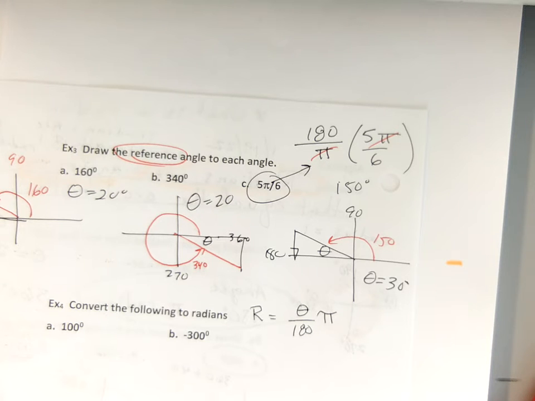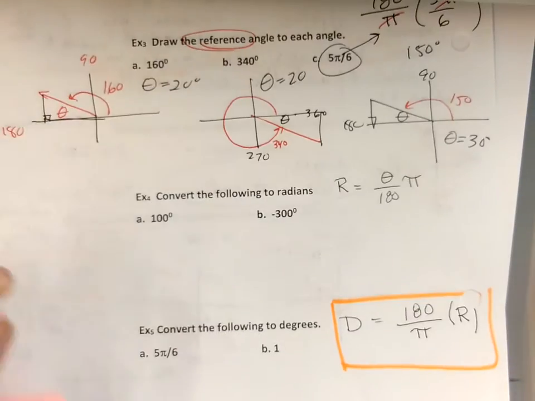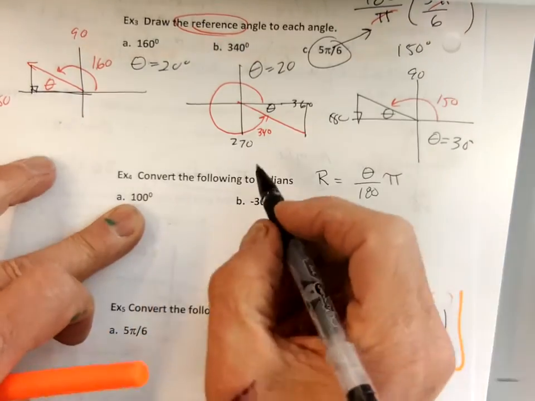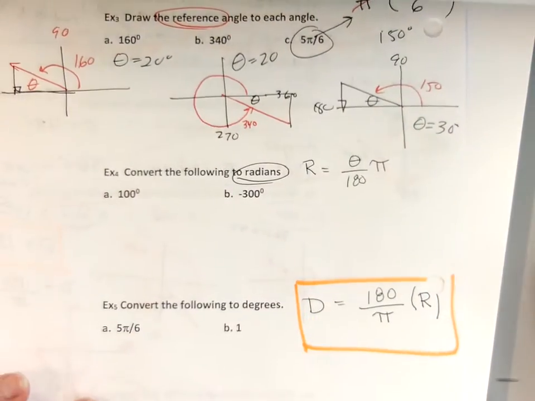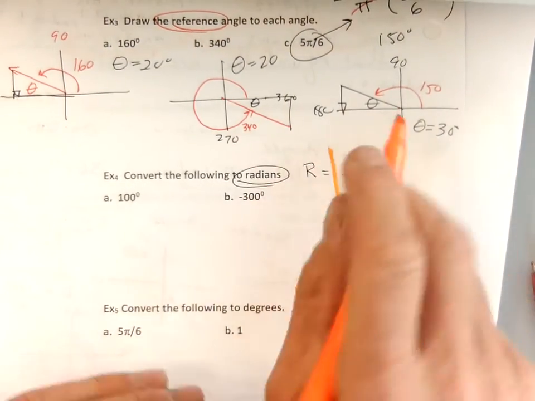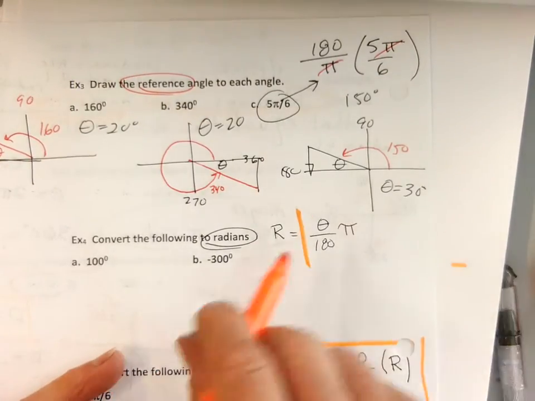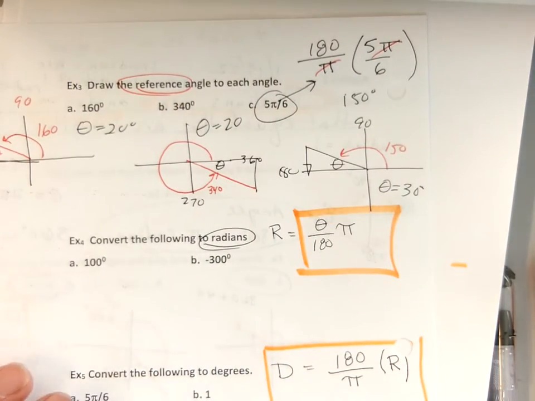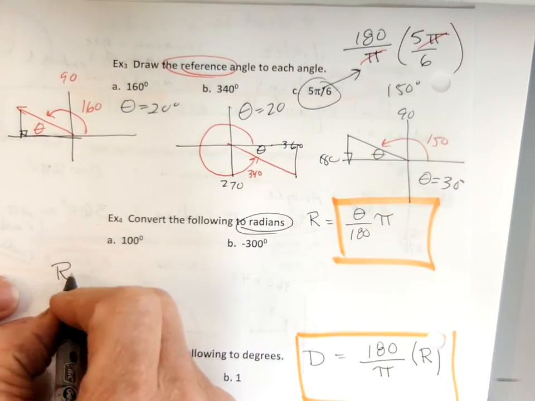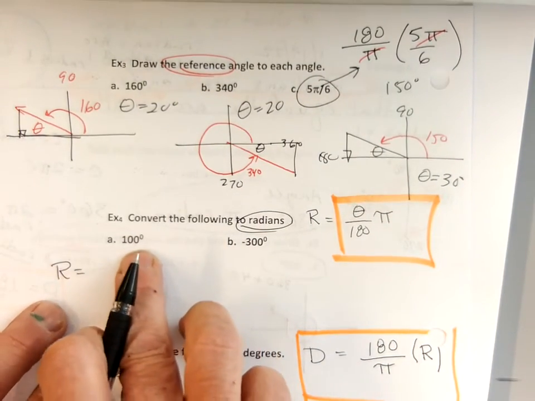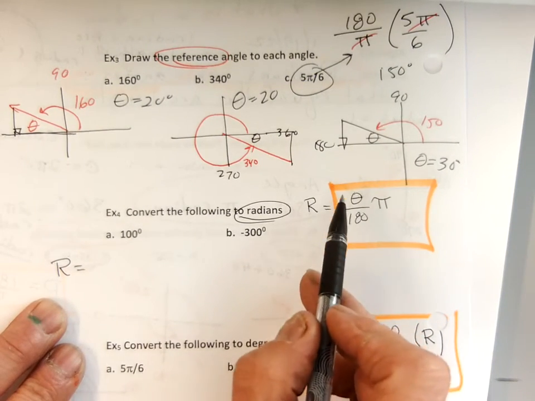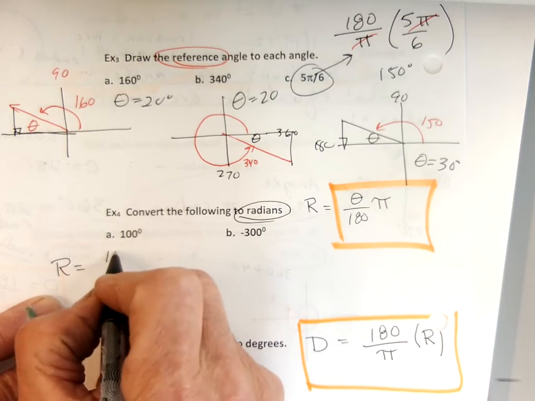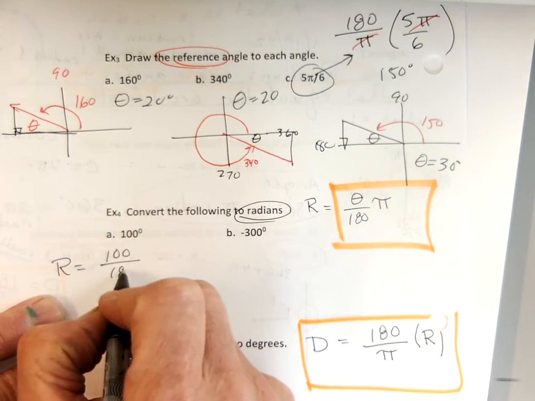Okay. Now, the next one you already know, except it's the other way around. So 100 degrees is an angle, but there's a radian angle that's the same. So here's our formula. It's the other formula, okay? So let's see how this works. Put the 100 right there. I go 100 over 180 times π.